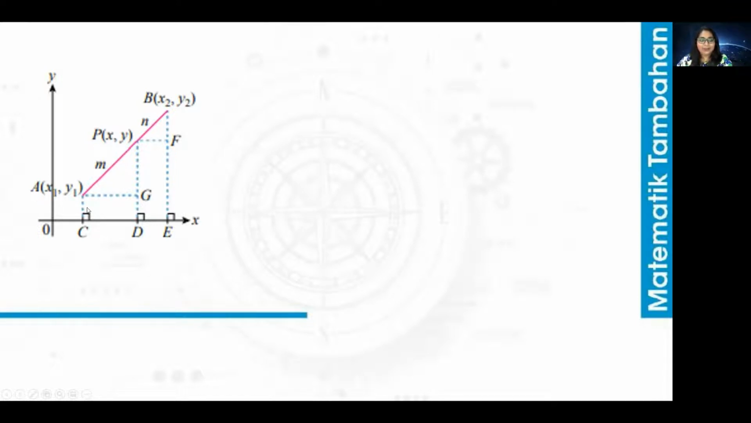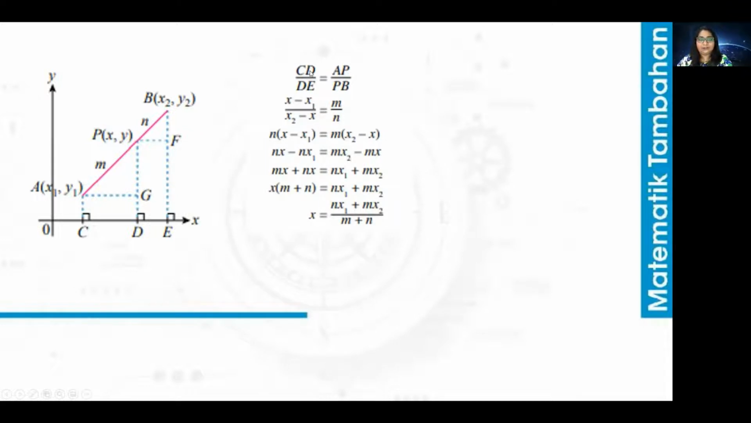As you can see, the lines CD and DE are parallel. Using this information, we know the distance from C to D divided by the distance from D to E is the same as the distance from AP divided by the distance from P to B. The distance from C to D is x minus x1, D to E is x2 minus x, AP is m, and PB is n. Using this and simple maths calculations, we get the x coordinate for P is (nx1 plus mx2) over (m plus n), where m and n are the ratios.